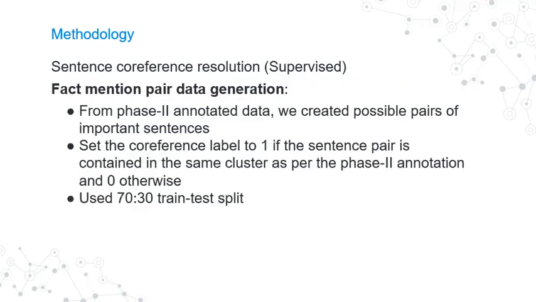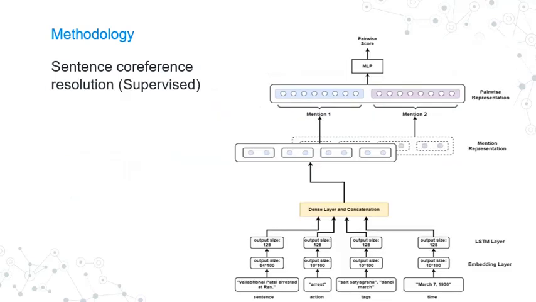For the supervised method, we first created mention pairs from the phase 2 annotated data by setting the coreference label to 1 if the sentence pair is contained in the same cluster and 0 otherwise. This is the architecture of the supervised model. A sentence, its corresponding action, tags, and date are passed through different layers and get concatenated to generate a single mention representation. Two mention representations are then passed through an MLP to get the pairwise coreference score.